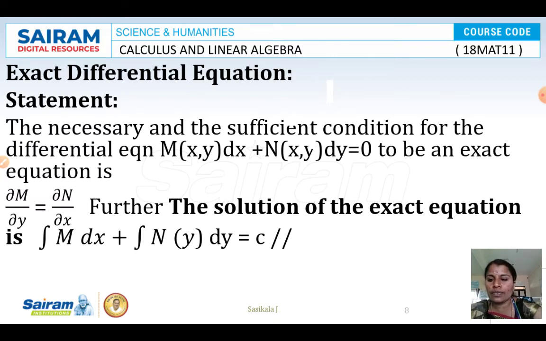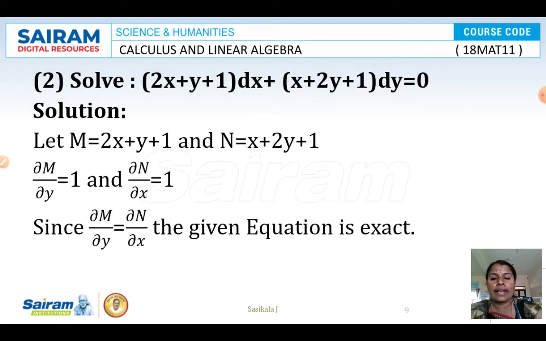So generally, in the definition, you have an M dx plus N dy equal to 0 format. First, write your M and N, then differentiate M with respect to y and N with respect to x. When you integrate, you will get a solution if it is an exact case. Okay, so now we'll go with the example problem.